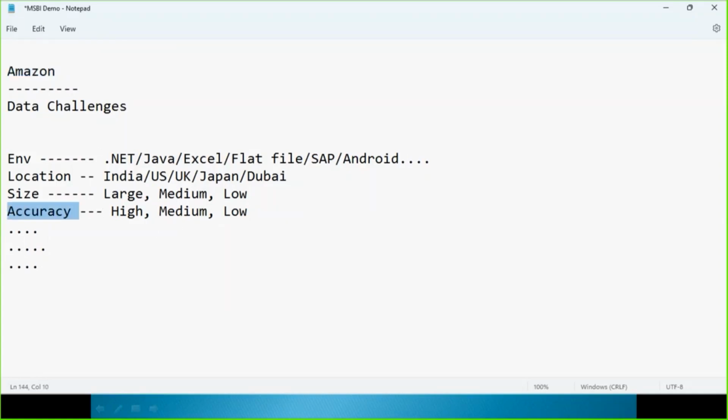For example, a lot of duplicates are there, a lot of spelling mistakes are available in the data, a lot of blank values are available. If you have that, you have a lot of data accuracy issues. If the accuracy is low, the problem is that when you take the data and perform data analytics, you will get bad output, bad data analytics. The customer will not be happy about your output.